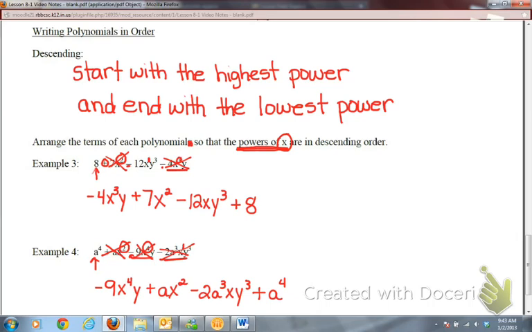Okay, that is lesson 8-1. I hope you learned some about what polynomials are and just a little bit about how we work with them.